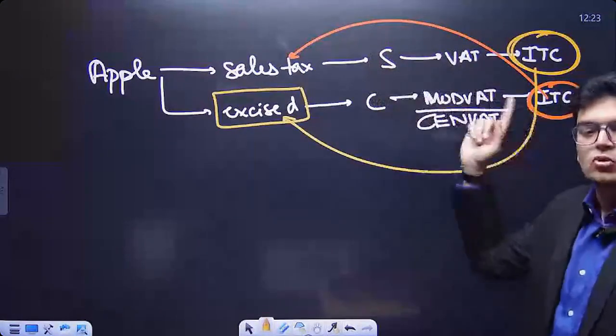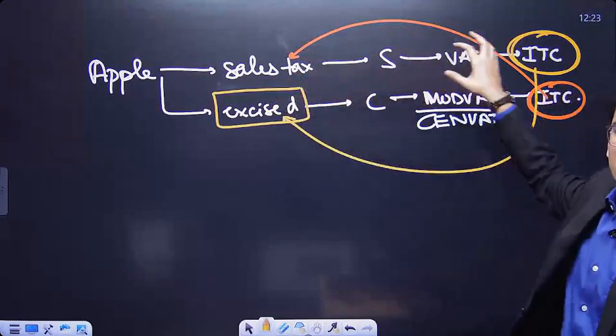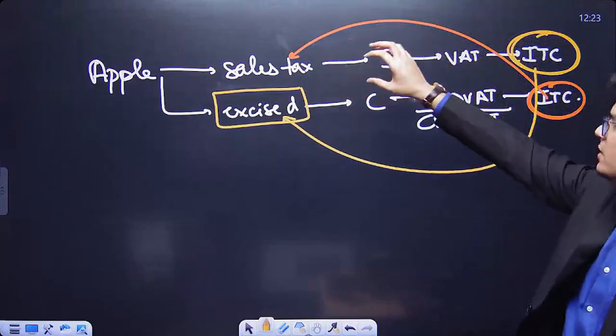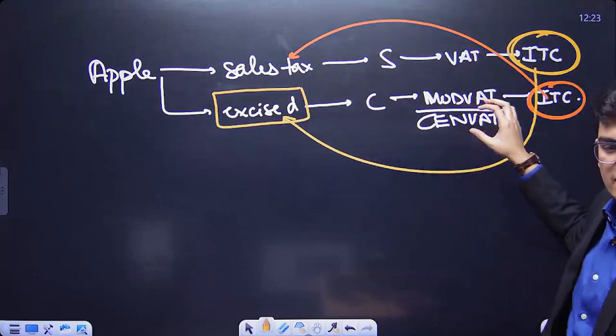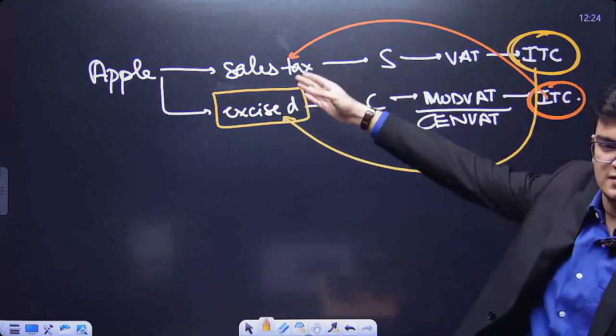क्यों? क्योंकि दोनों की authorities अलग हैं. ये सेंट्रल गवर्नमेंट के अकाउंट में है, ये स्टेट गवर्नमेंट के अकाउंट में है. Apple has an account with state government. This is in state government account. This is in central government account. You can't use this to offset this.